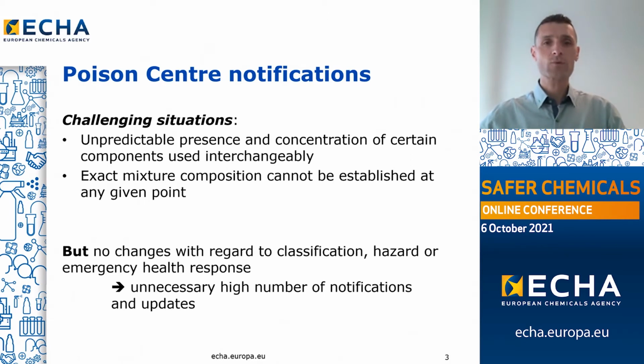Now, the challenges that some companies may face when notifying the composition are due to the fact that certain components are present in an unpredictable concentration. This is because some of the components may be used interchangeably. So the exact mixture composition cannot be established at each point in time, or cannot be established precisely enough. And this happens notwithstanding that there are possibly no changes with regard to the classification and the toxicological properties of the mixture. So this will trigger an unnecessarily high number of notifications and updates, and UFIs to be included on the label.